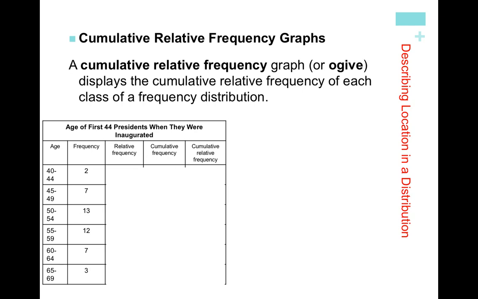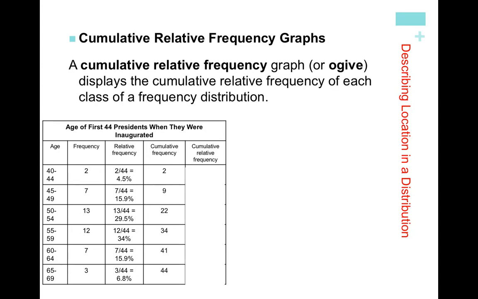We could make a relative frequency histogram if we calculated the relative frequency. So 2 out of the 44 presidents, 7 out of the 44 presidents to get those percentages. But what we really are interested in order to make an ogive, is the cumulative relative frequency, or the running total. So cumulative frequency is just that category and then everybody that came before it.